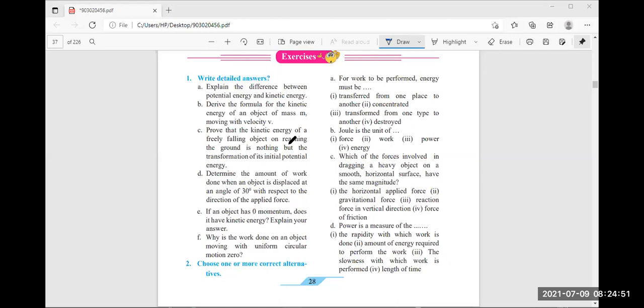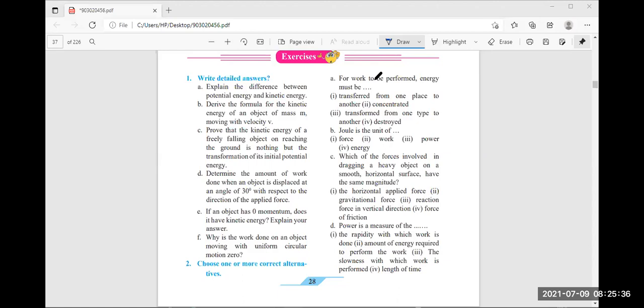For work to be performed, energy must be transferred from one place to another. Very good. Is it correct, other students? If energy is not transferred from one place to another, then work done will not happen. Why? Because work done is equal to F into S. Some force should be applied, and that object should be displaced. Then only is it work done. Due to that reason, it is transferred from one place to another.